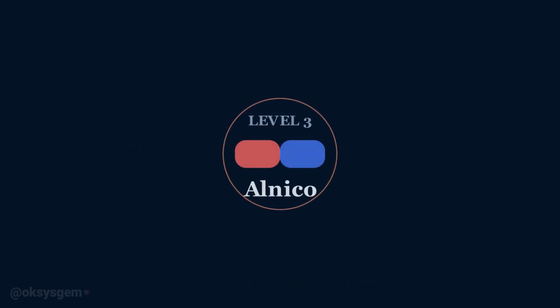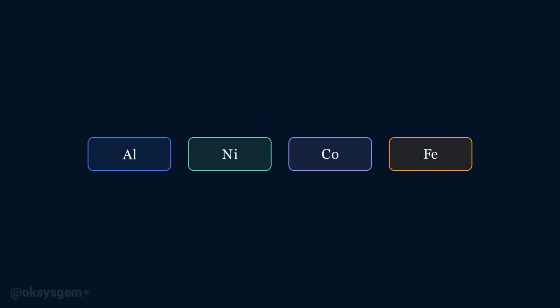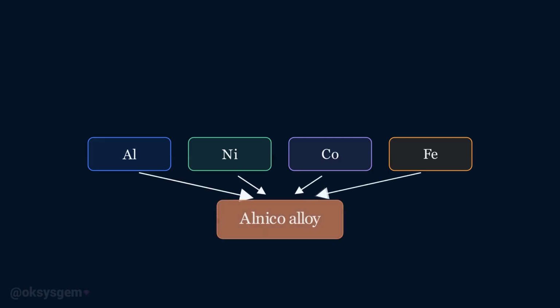Level 3. Alnico magnets. Before rare earth magnets became widely available, some of the strongest practical permanent magnets were made from a family of alloys called alnico. The name comes from three of its major ingredients: aluminium, nickel, and cobalt. Iron makes up much of the remaining material, sometimes with smaller additions of other elements.